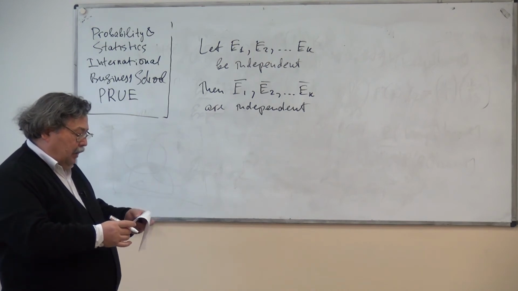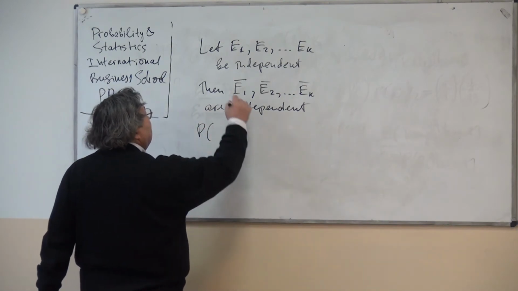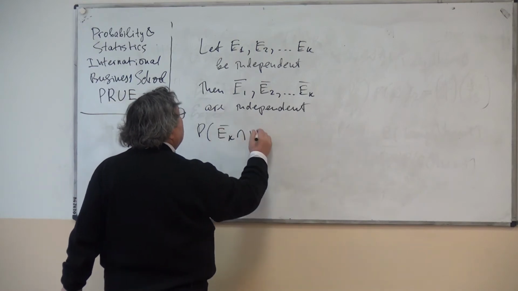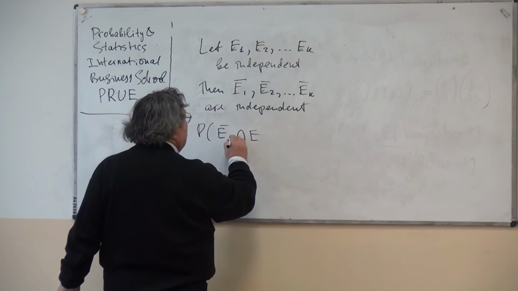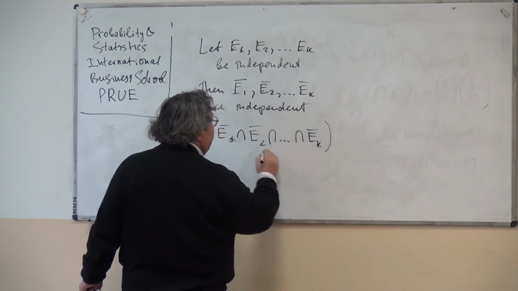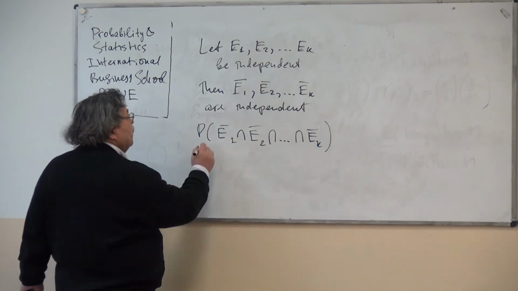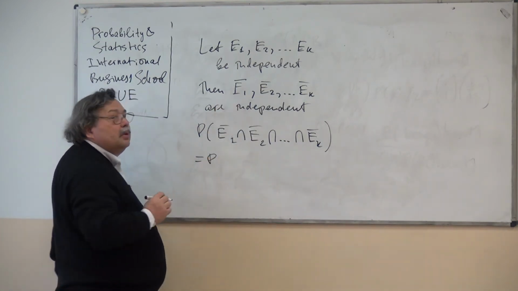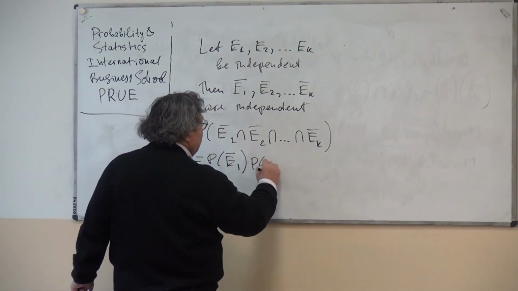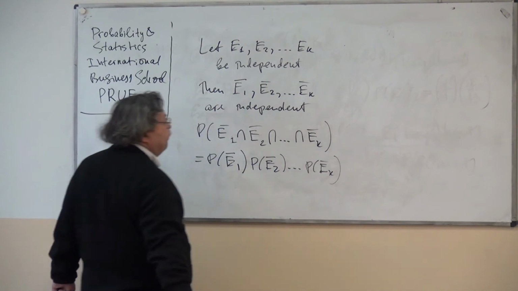All right, now, which means that the probability that all of them occur at the same time, the intersection of all of them, 1, 2, up to k, because they are independent, can be computed as the product of the respective probabilities: 1 minus p of E1, 1 minus p of E2, up to 1 minus p of Ek.